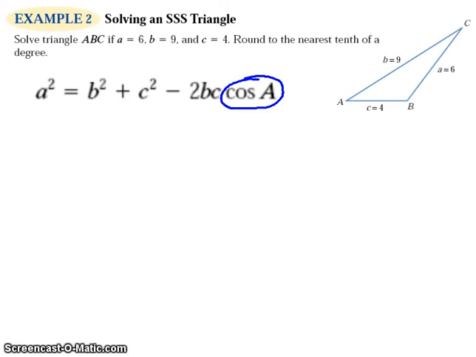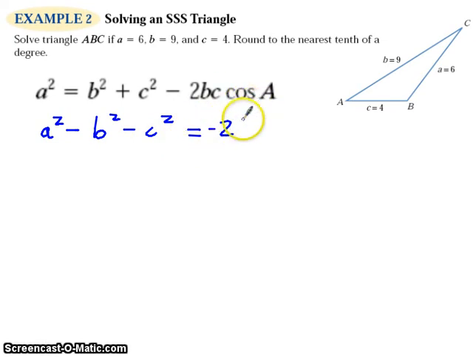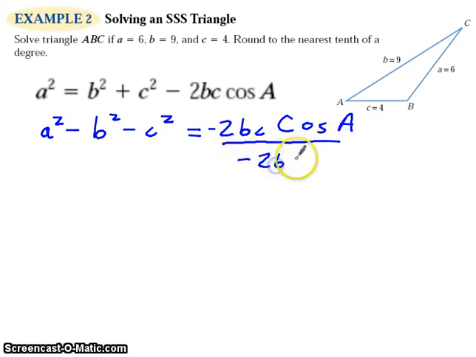Before I start plugging in the sides, I'm going to solve for cosine A. So we start off by subtracting B squared and C squared from both sides, and what that gives us is A squared minus B squared minus C squared is equal to negative 2BC times the cosine of angle A. And so from here we have to divide both sides by negative 2BC. And that gives us what the cosine of angle A is equal to. These two cross off. So we have cosine of angle A.